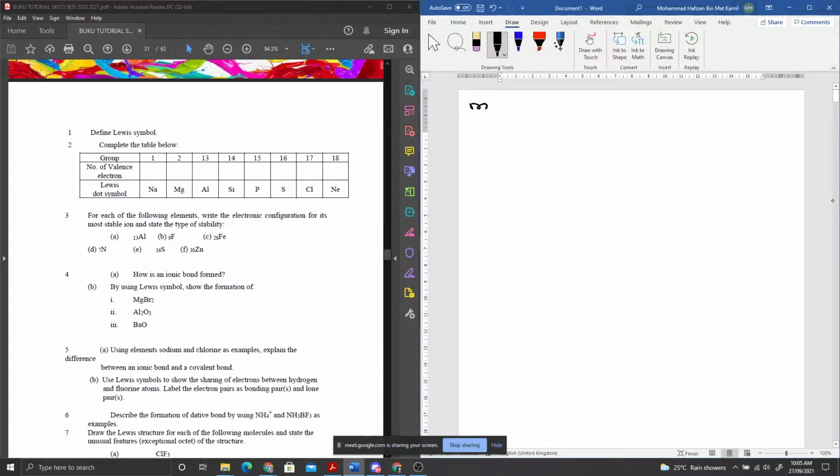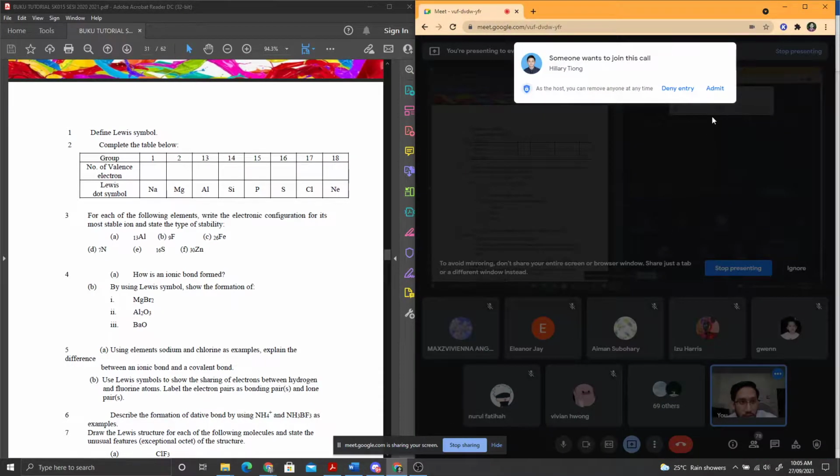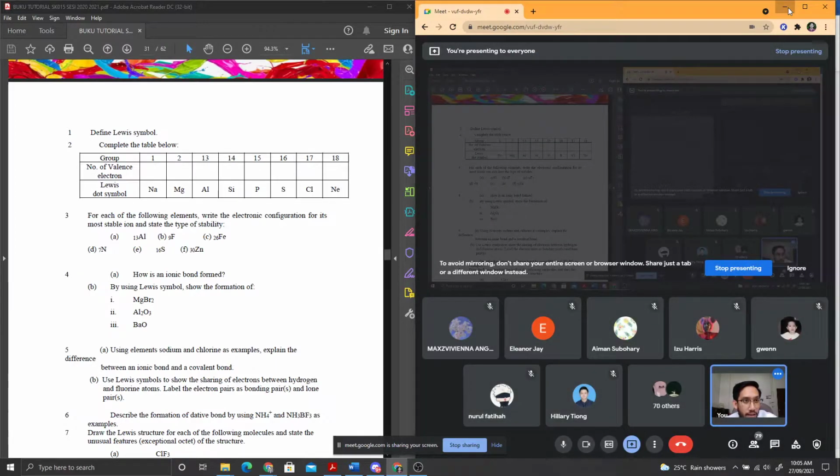So muka surat kenapa tulisan saya pelik ni? Muka surat 31, muka surat 31, question number 3. Okay, cepat korang. Okay, next time masuk cepat sikit.